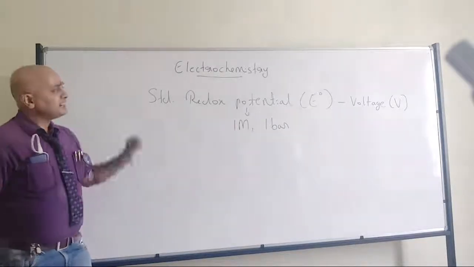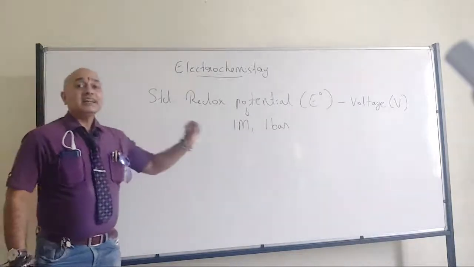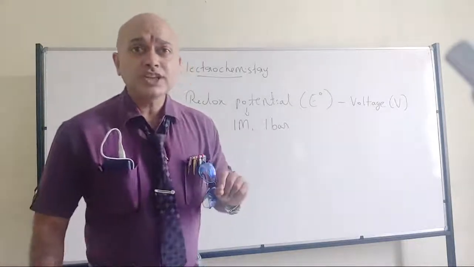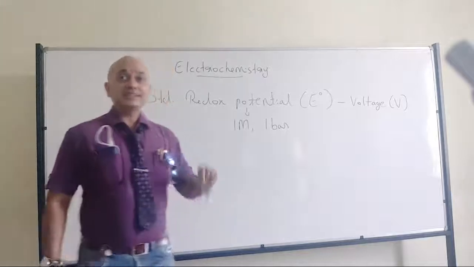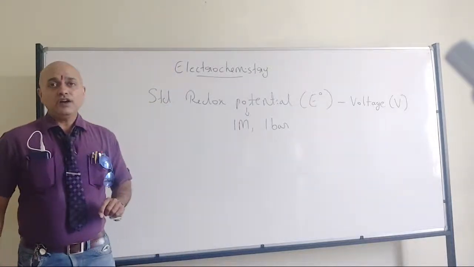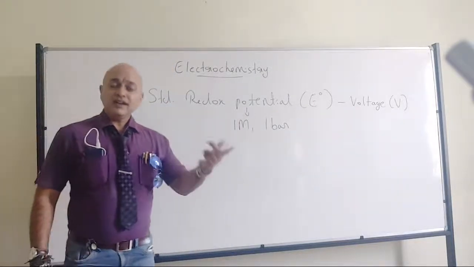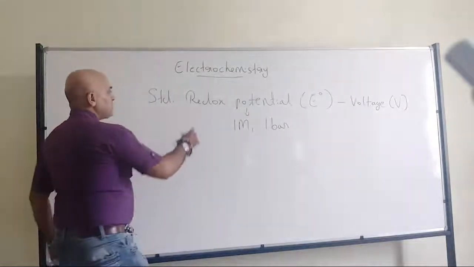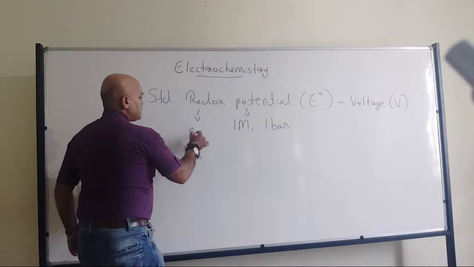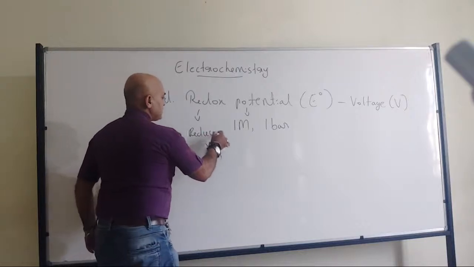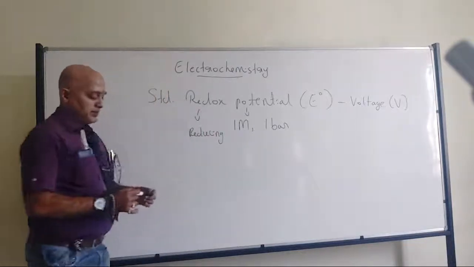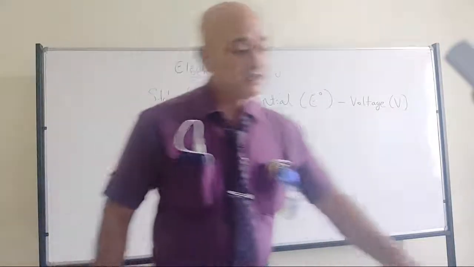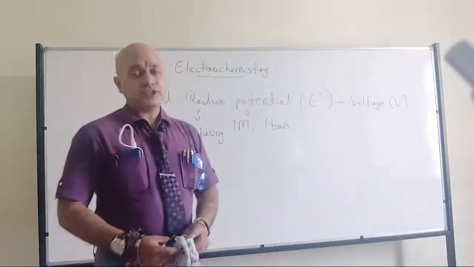Otherwise we can simply call it redox potential. So what do you mean by redox potential? Redox potential means it is the capacity of an element either to get oxidized or to get reduced. So in this case we can call it reducing potential. That means how much it can reduce. That's why it is called reducing potential.